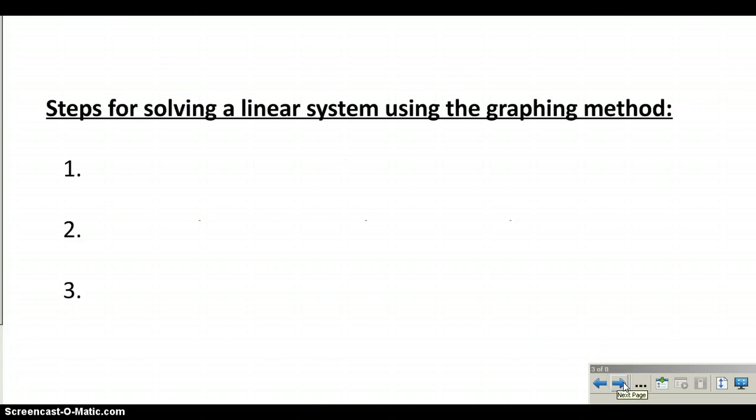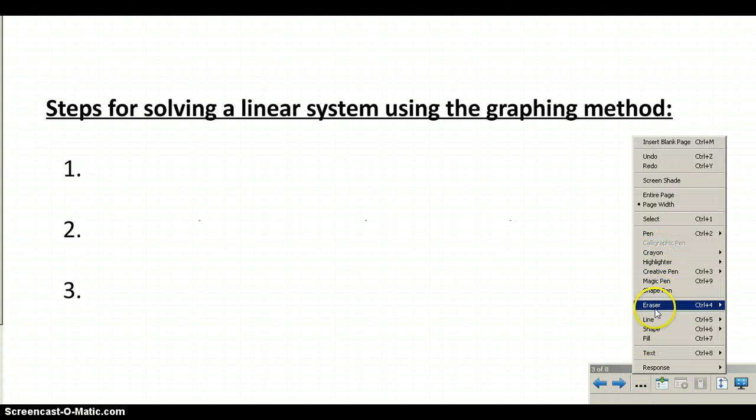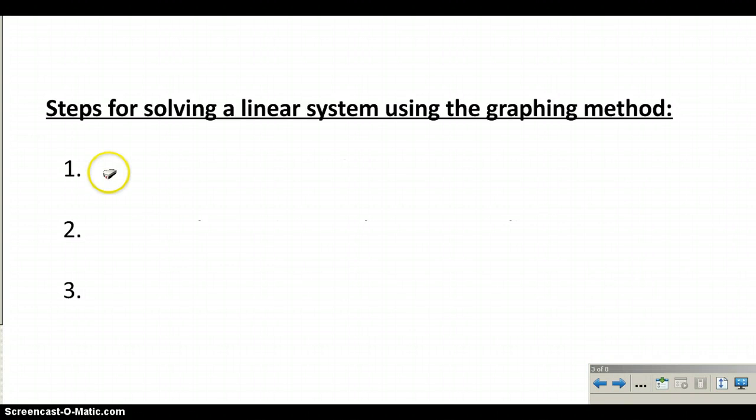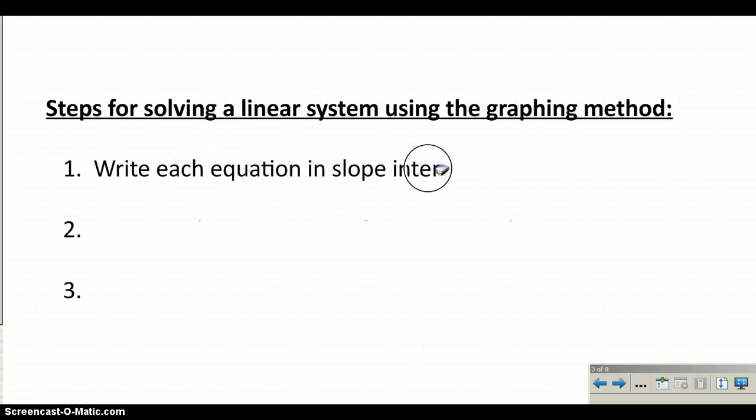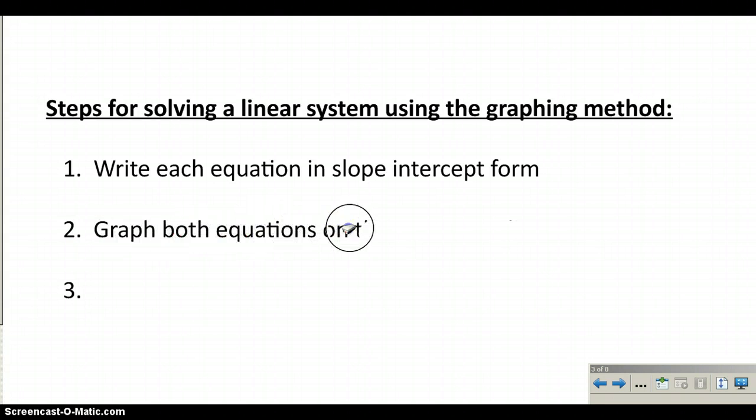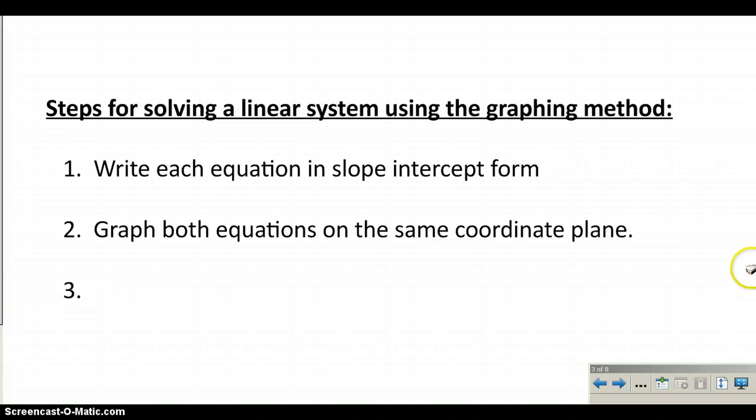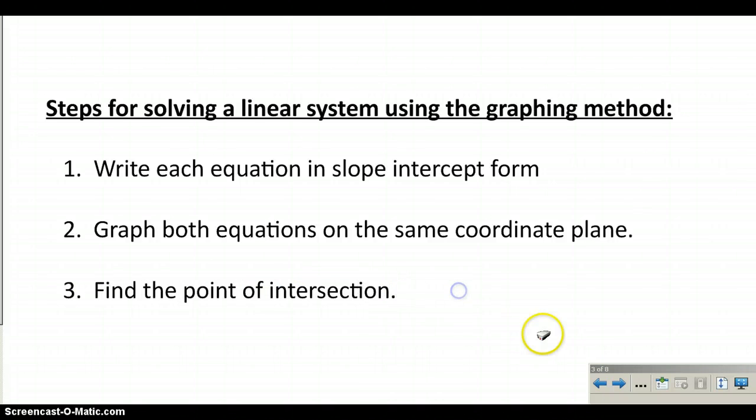Okay, so now let's take a look at steps for solving a system of linear equations by using the graphing method. Using the graphing method, you first need to make sure that your equations are written in slope-intercept form, because remember, you can't graph equations unless they're written in slope-intercept, because you need to know your m and your b. Next, we're going to actually graph those two lines, but make sure that those two lines are on the same coordinate plane. And lastly, we're going to try and find that point of intersection, if there is one.